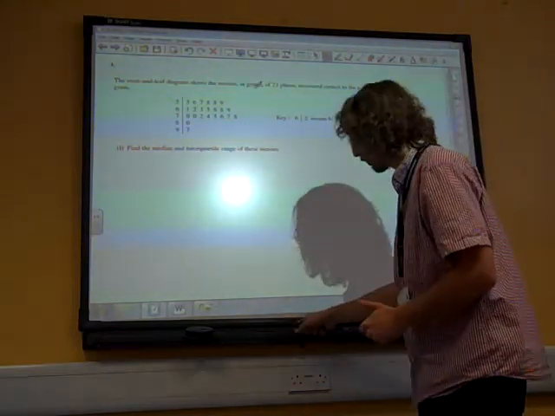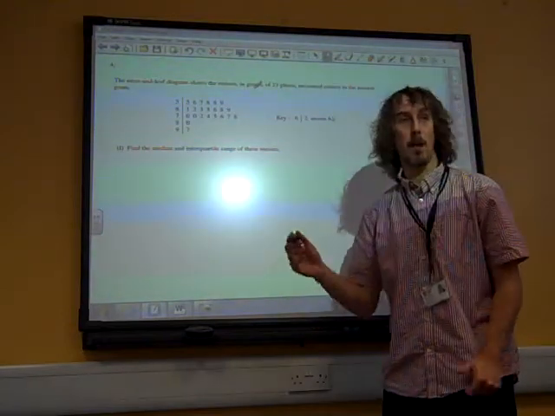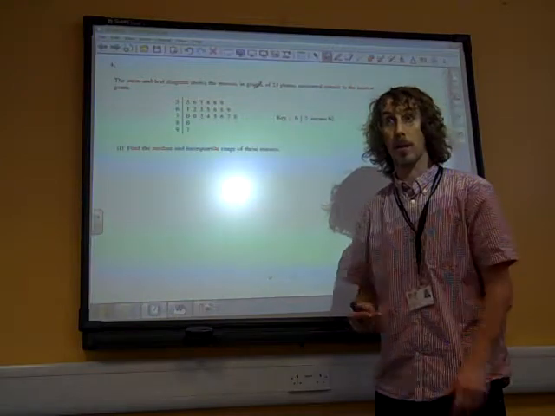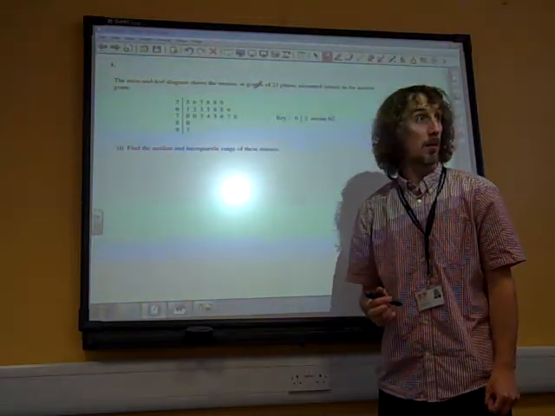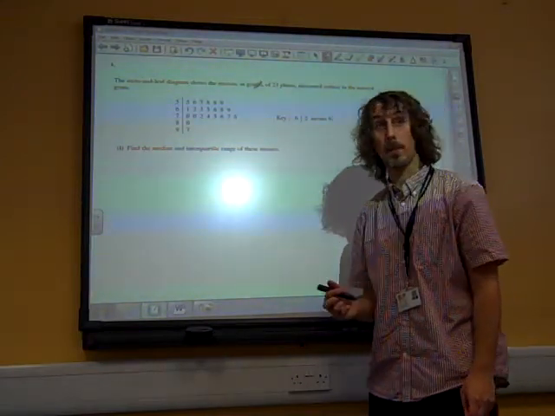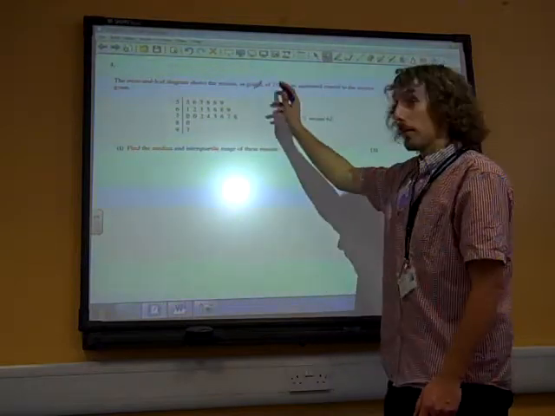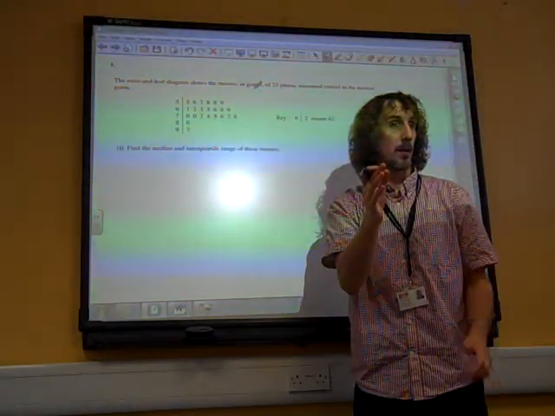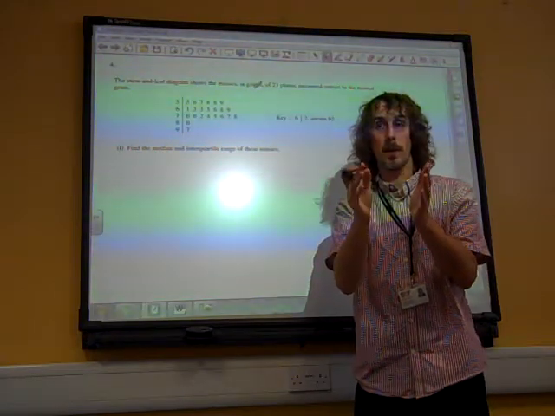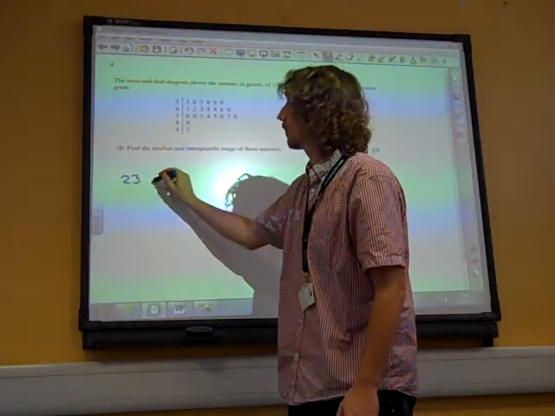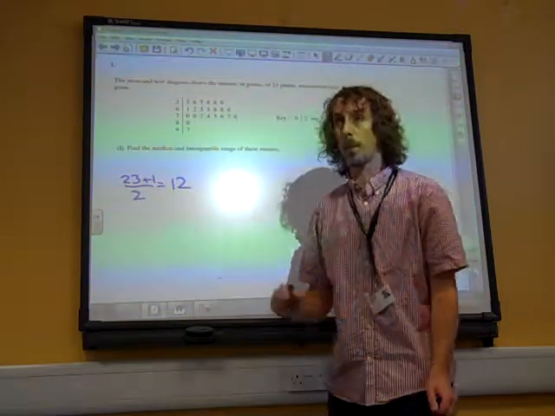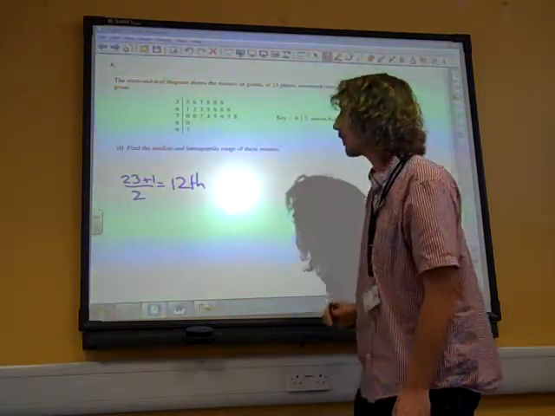There are 23 plums. It's quite a topical time of year because the plums are all ripening now, so you may be able to get them off trees as you go home. 23 of them. We want to find the middle one. So we know that to find the median we need to add 1 and divide by 2. So 23 plus 1 divided by 2. It's an odd number, so this gives us a whole number. We're looking for the 12th term.